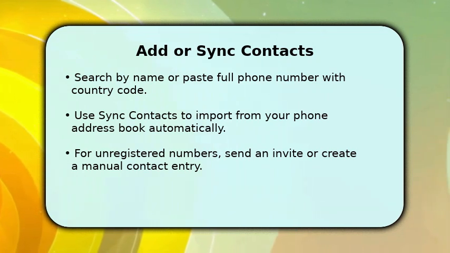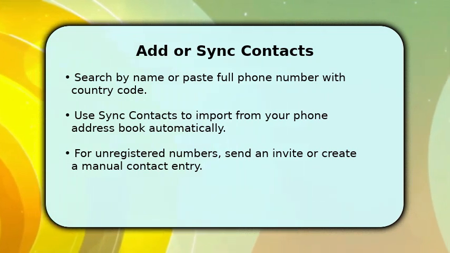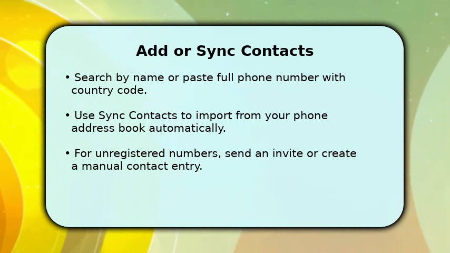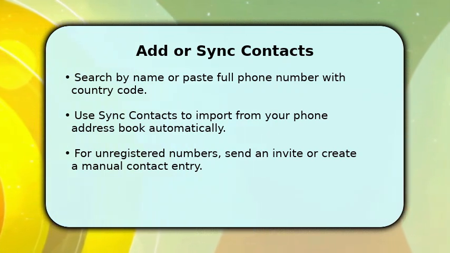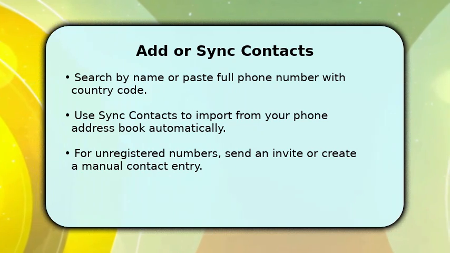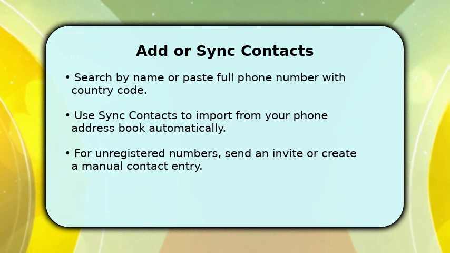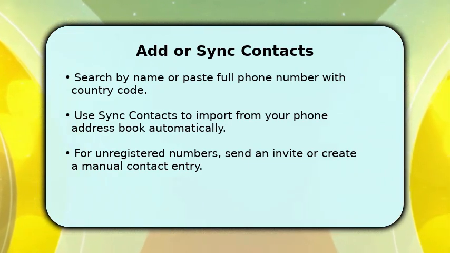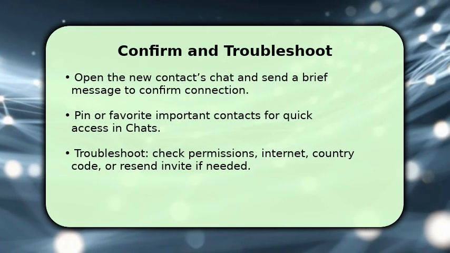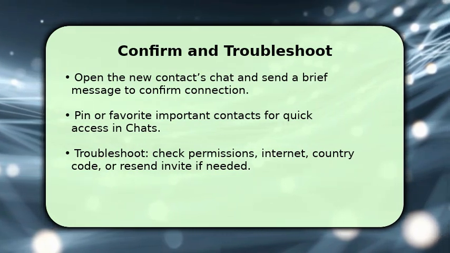You can also enable sync contacts in settings to keep your address book and Botim aligned. That reduces duplicates. When creating a manual contact, add a clear name and any notes to identify them later. Finish by opening the new contact's chat and sending a quick hello to confirm they receive messages. This verifies both registration and connectivity.